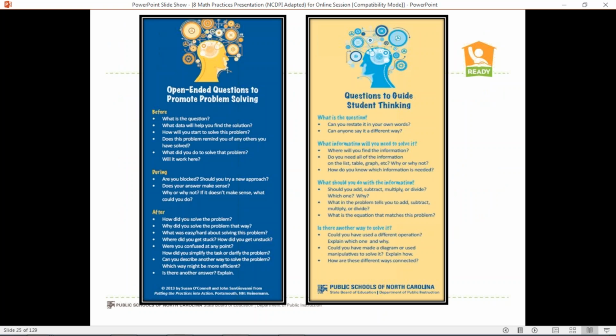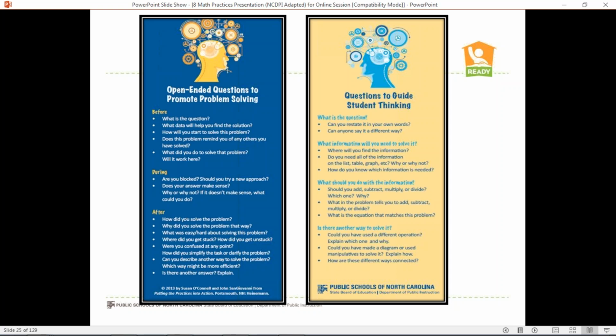So these two images come from some resources by NCDPI. So we've got questions to make the mathematics a little more open-ended, really getting kids to think about their problem-solving techniques before we ask the question, during the question task, and then after. Some of these are ones that we can certainly just pull out and ask, are we using these? So again, these are coming from the text that we shared at the very beginning of this, and then adapted here by NCDPI for us.